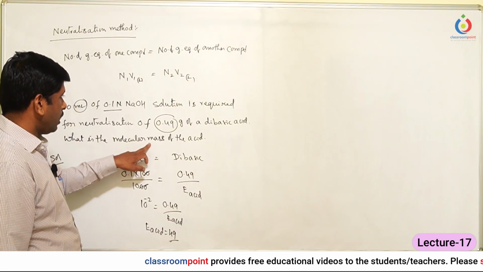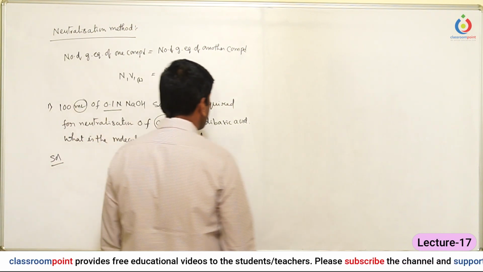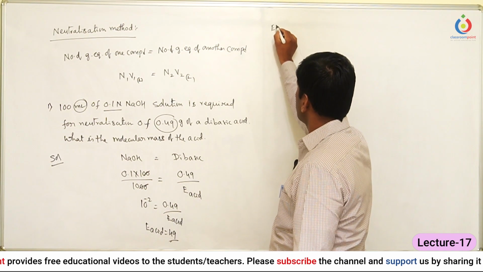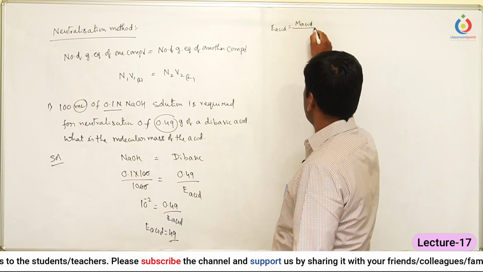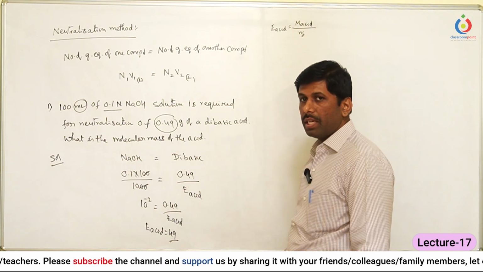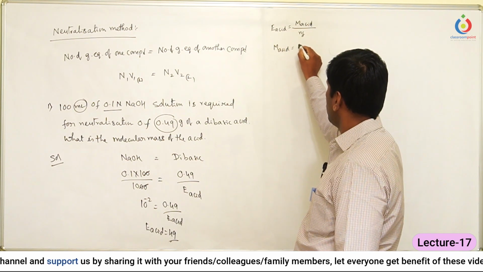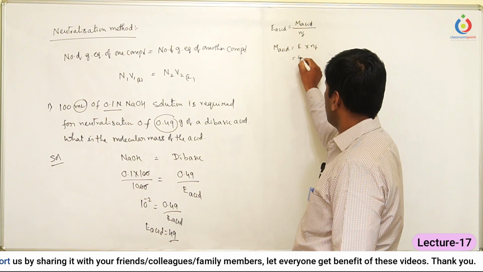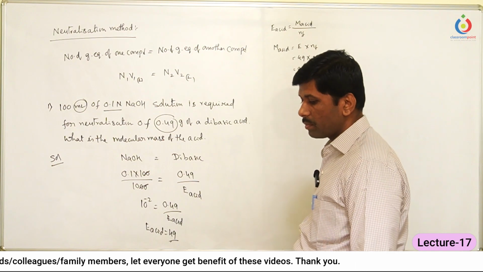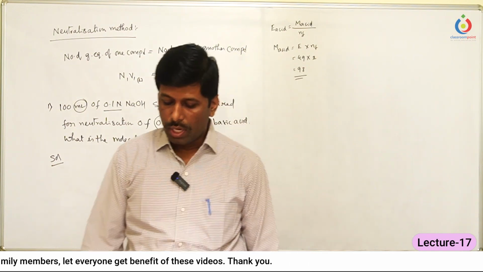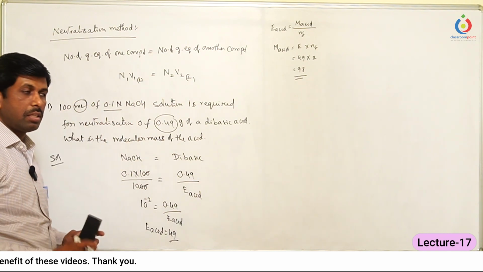Then they asked for the molecular mass and said it is a dibasic acid, so its N factor is equal to 2. The equivalent mass of the acid equals the molecular mass of the acid divided by the N factor, that is the basicity of the acid. Then the molecular mass of the acid equals equivalent mass into N factor. Equivalent mass is 49, N factor equals 2, so it equals 98. So like this we can calculate the equivalent masses using the neutralization method also.